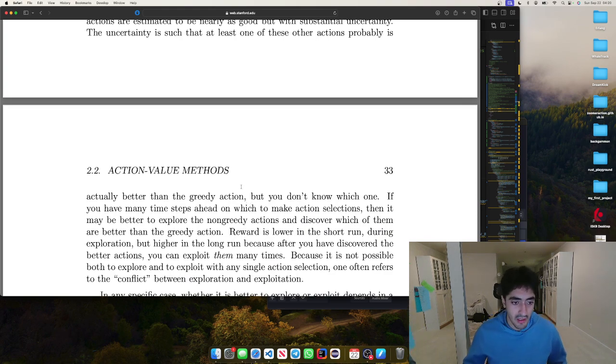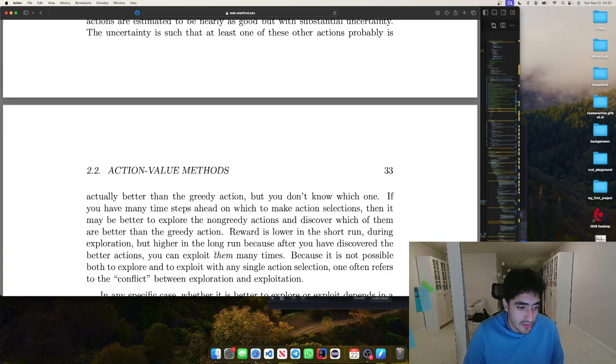If you have many time steps ahead on which to make action selections, then it may be better to explore the non-greedy actions and discover which of them are better than the greedy action. Reward is lower in the short run during exploration but higher in the long run, because after you have discovered the better actions, you can exploit them many times.